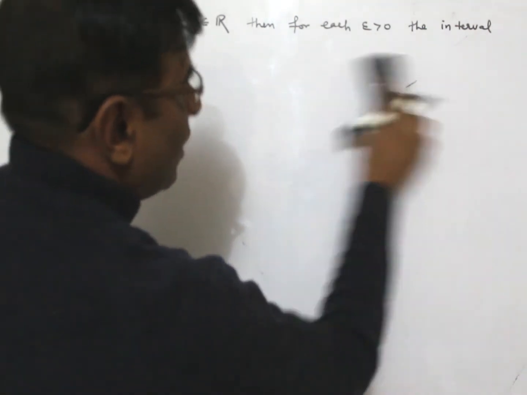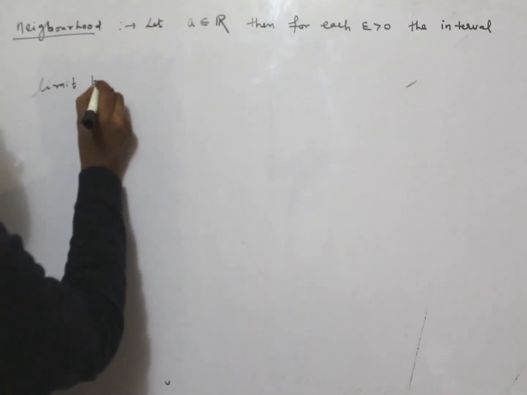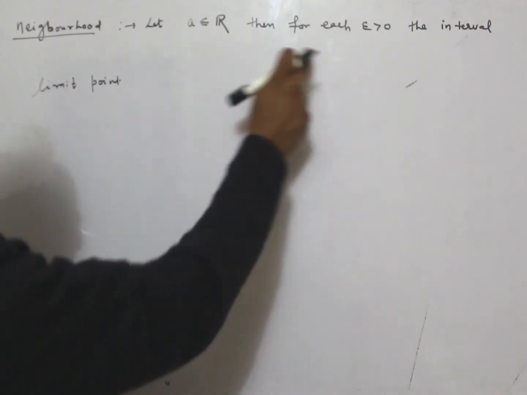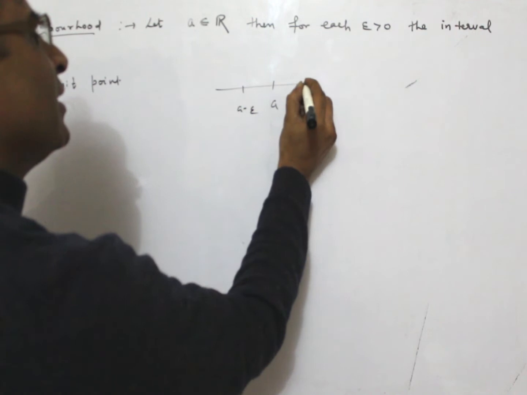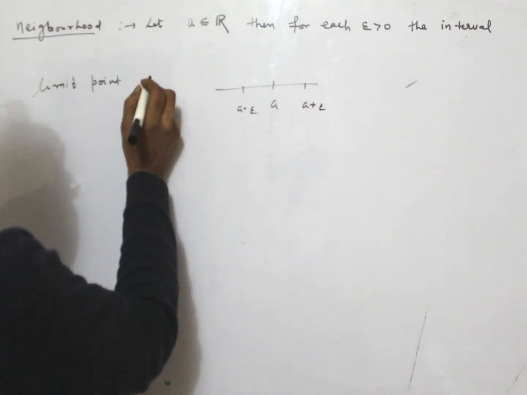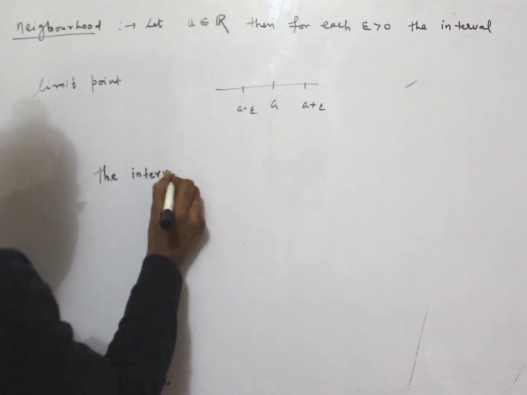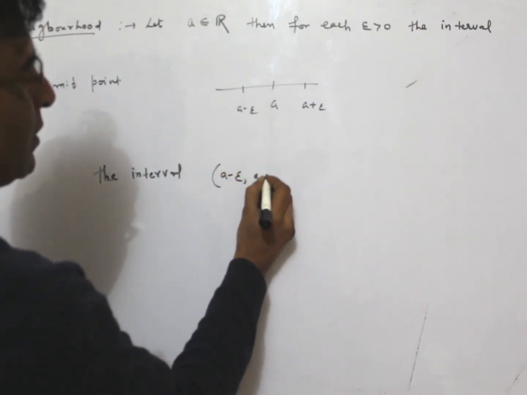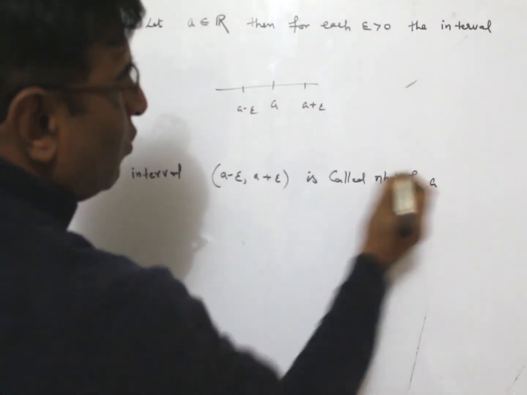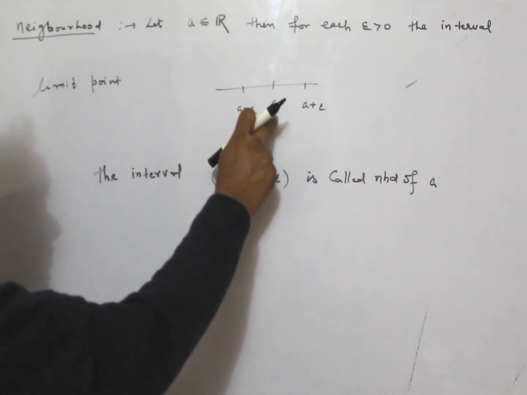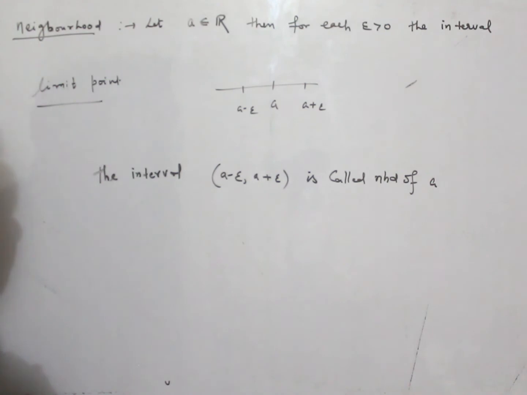Now one more thing, limit point. Now for each epsilon, the interval A minus epsilon, A plus epsilon is called neighborhood of A, and because A lies between this, then A we call the limit point. So how do we define the limit point?